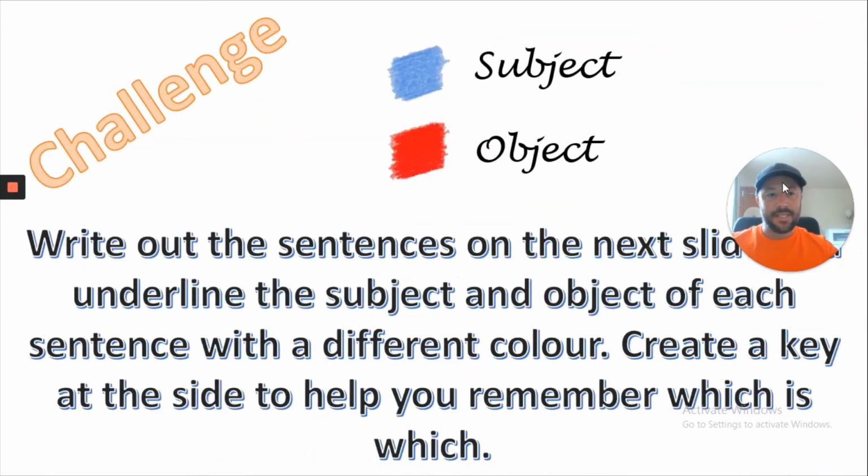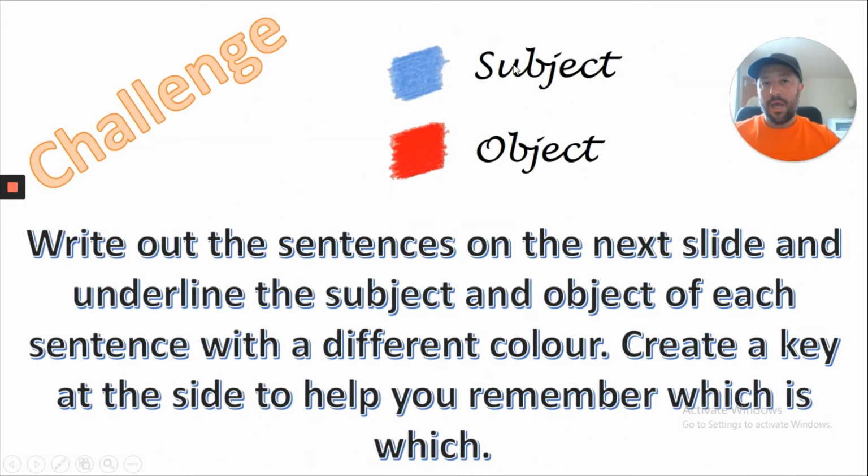So the idea now is that you're going to do a bit of practice. You're going to write out the sentences on the next slide, and you're going to underline the subject and the object of each sentence with a different color. Now, if you don't have different colors, you can circle it for the subject and underline it for the object, which is what I'm going to do on my slide. So you can circle the subject, underline the object. It's entirely up to you. If you fancy a bit of coloring in, then you can do that. Make sure that you create a key at the side to help you remember which is which.